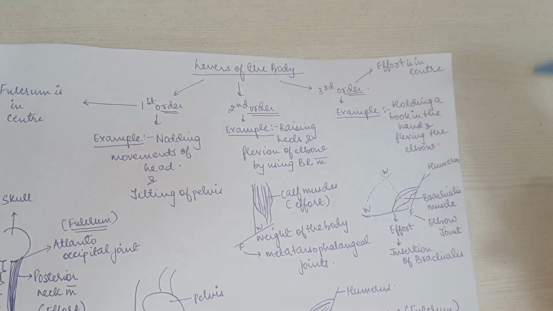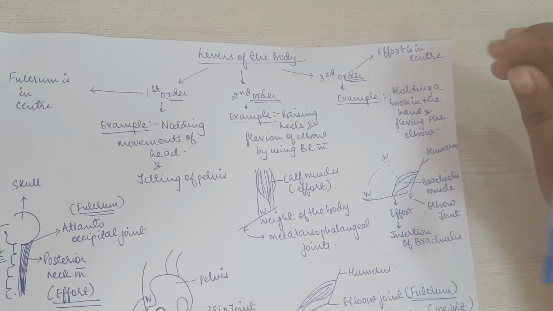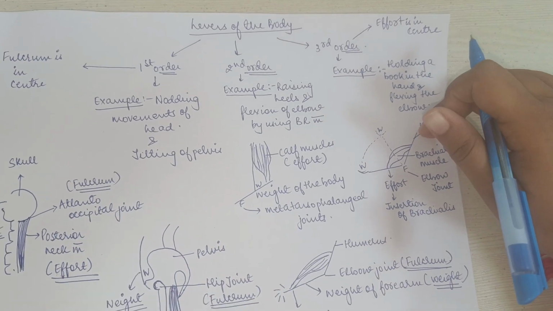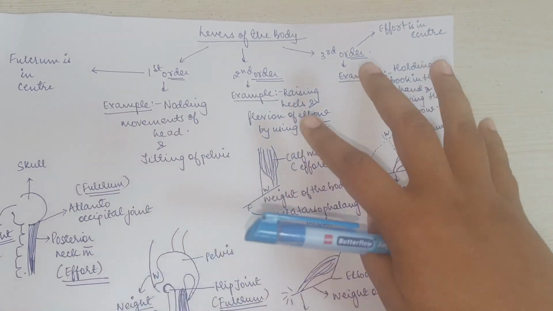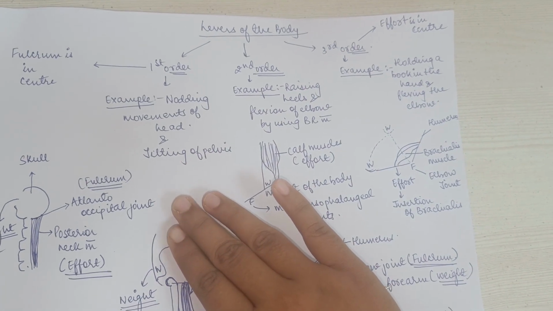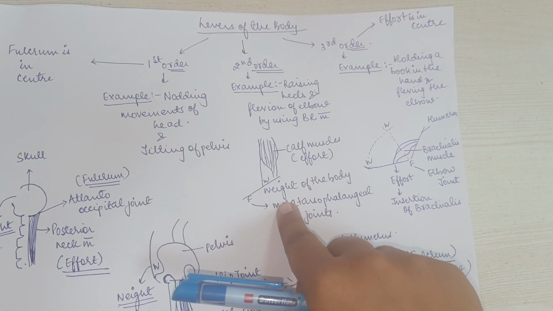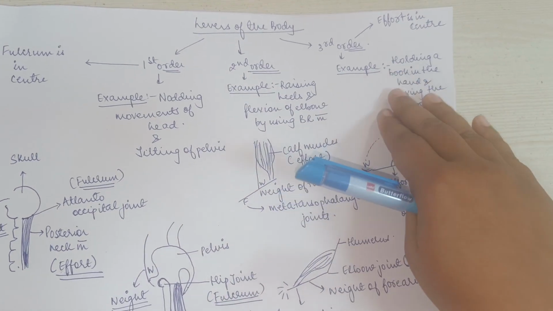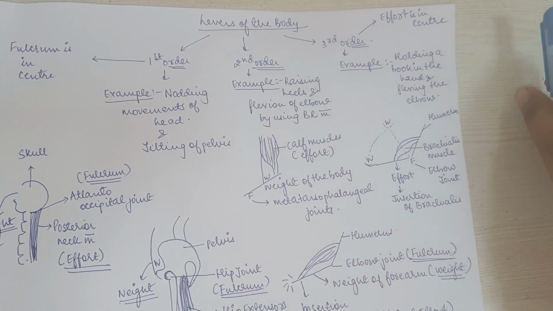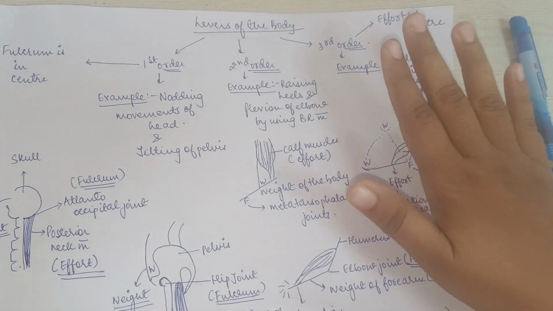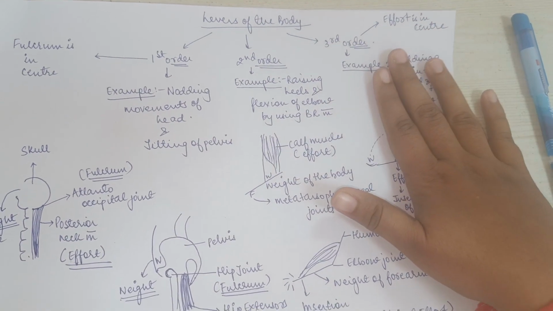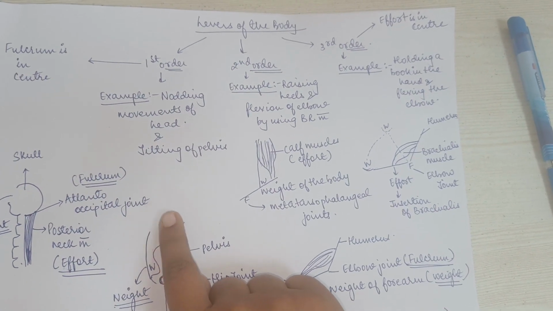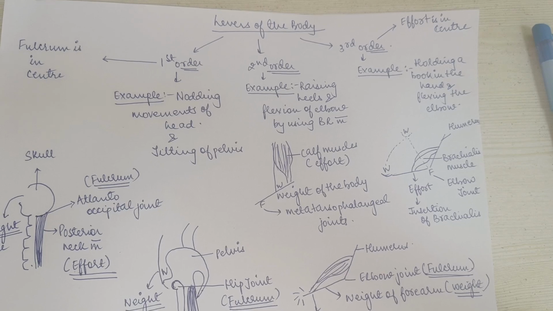Now lastly, the examples of third order levers. There are many examples of third order levers in the body. The first order lever is said to be the lever of stability, the second order lever is said to be the lever of power, and the third order is said to be the lever of velocity. Thus in third order levers, a lot of speed is gained by this type of lever, but stability is less. Whereas in the first order levers you will have more stability and second order levers will give more power.